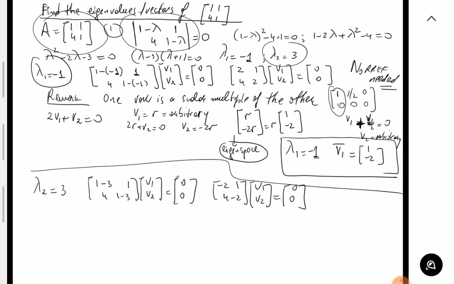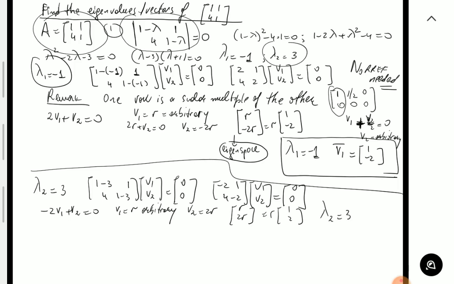Notice again that one row is a multiple of the other. Don't bother with the reduced row echelon form. Simply take the easiest equation. The easiest thing is to again solve in terms of V2, because that avoids fractions. Take V1 to be arbitrary, R, and then solve for V2. So V2 is going to be 2R. So (R, 2R) is the eigenvector, and I can pull out R. And then my eigenvector will be (1, 2). You can just write (1, 2) directly.